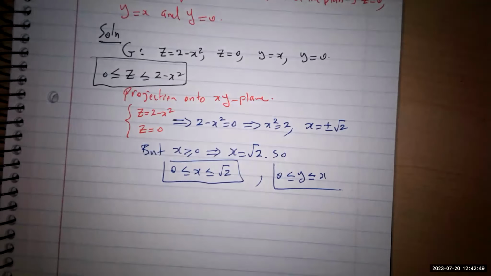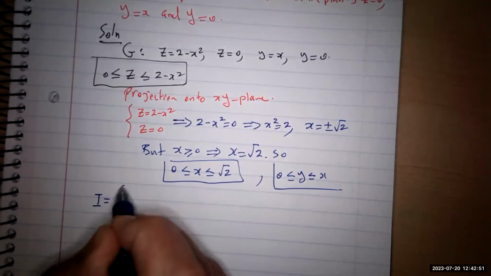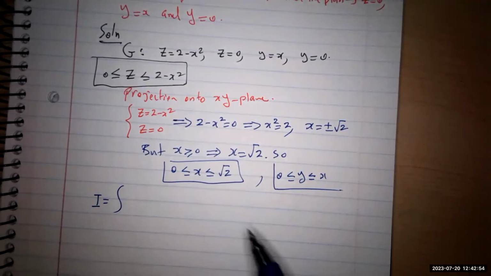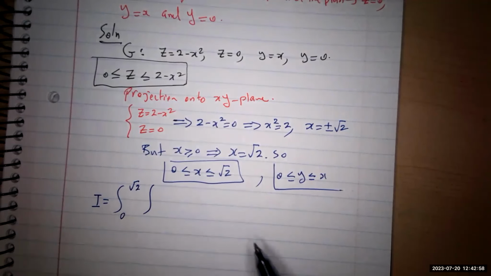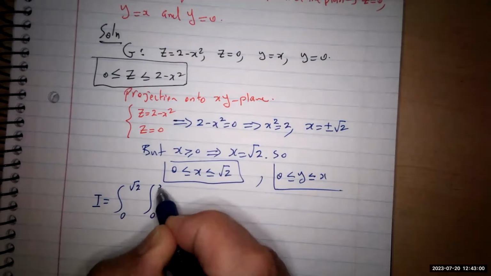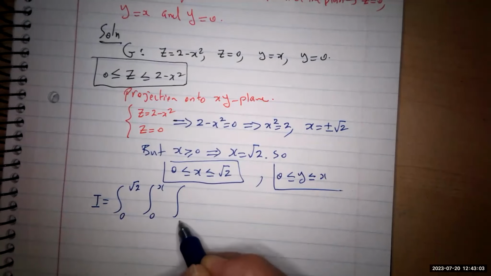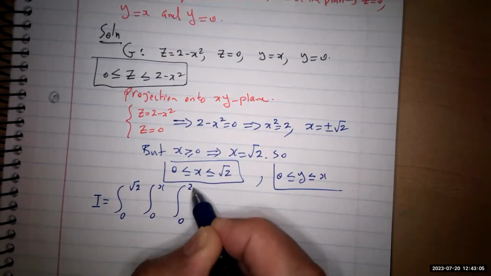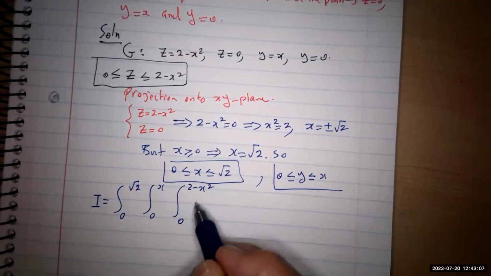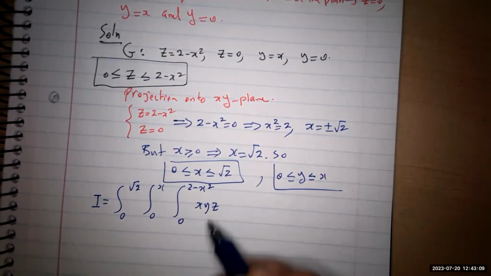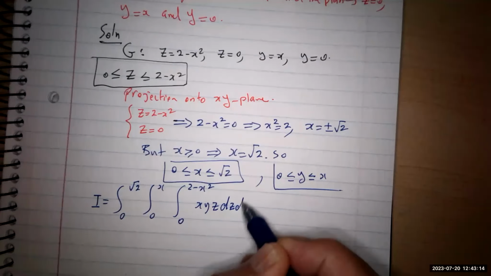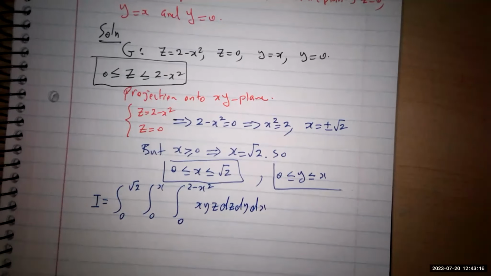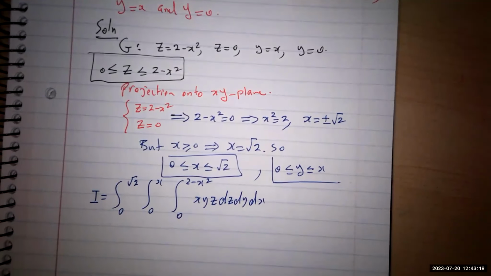Now we can set up the integral. So the integral is going to be, we go with the X at the end, 0 to radical 2. In the middle, we go with the Y, which is going to be 0 to X. And then we start with the Z, which is 0 to 2 minus X squared. And the function is XYZ. It is a rectangular one, so we go with the Z first, dz, dy, dx. Okay, and the integral is straightforward to find.